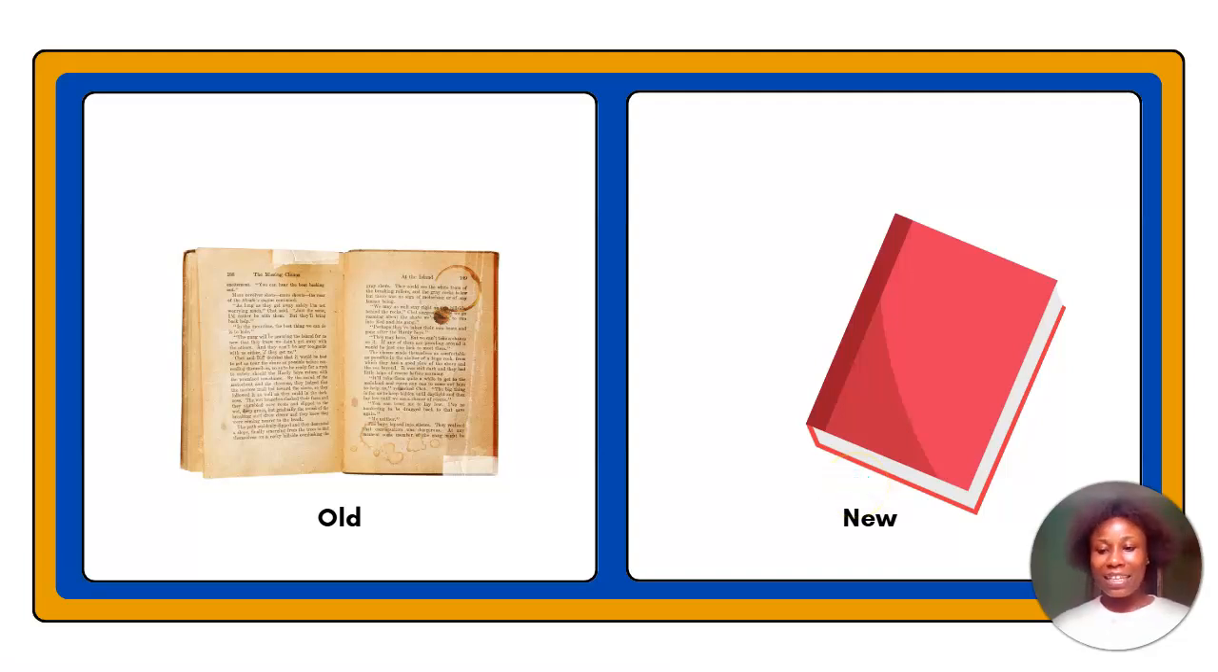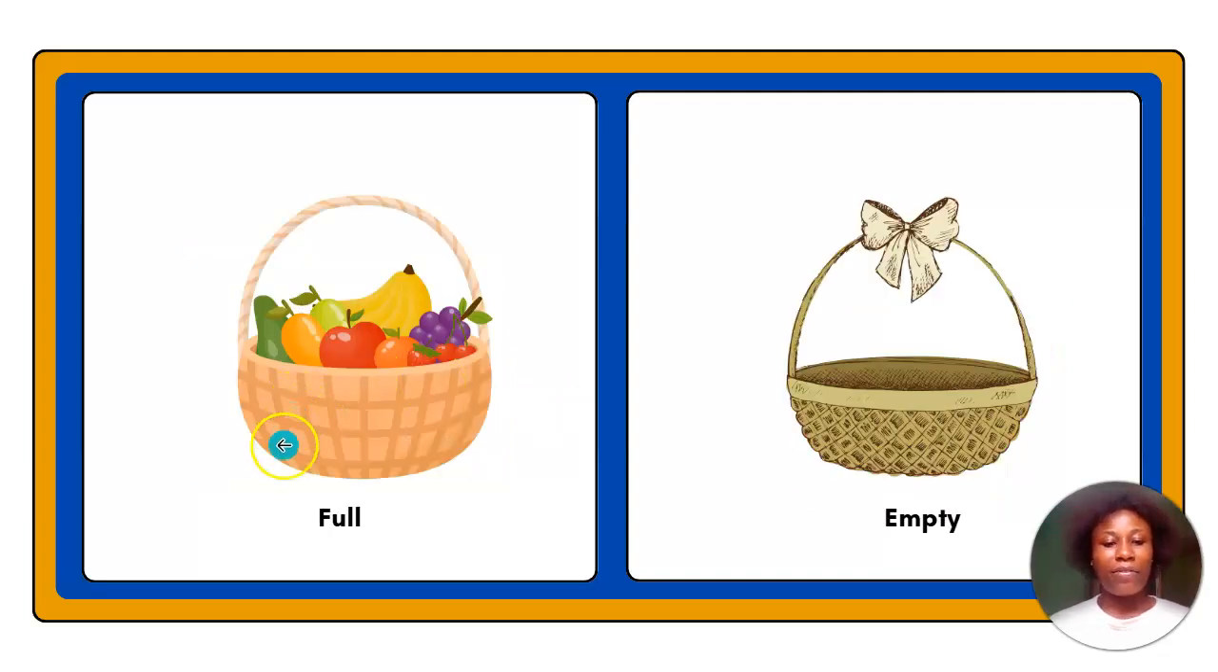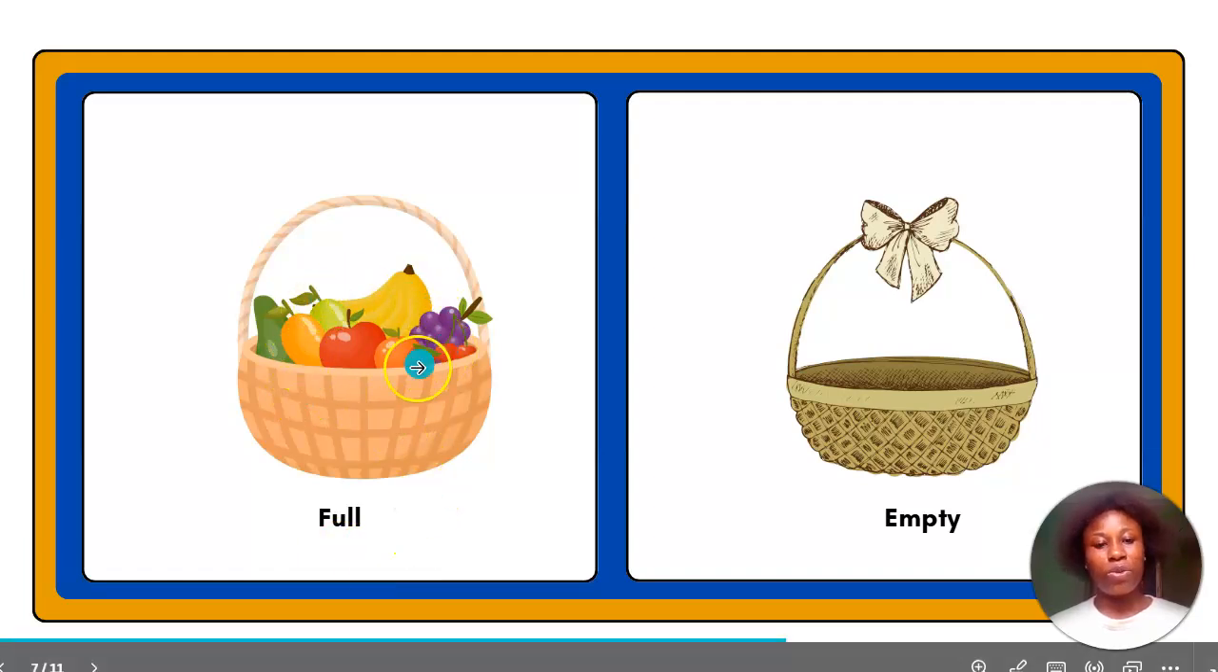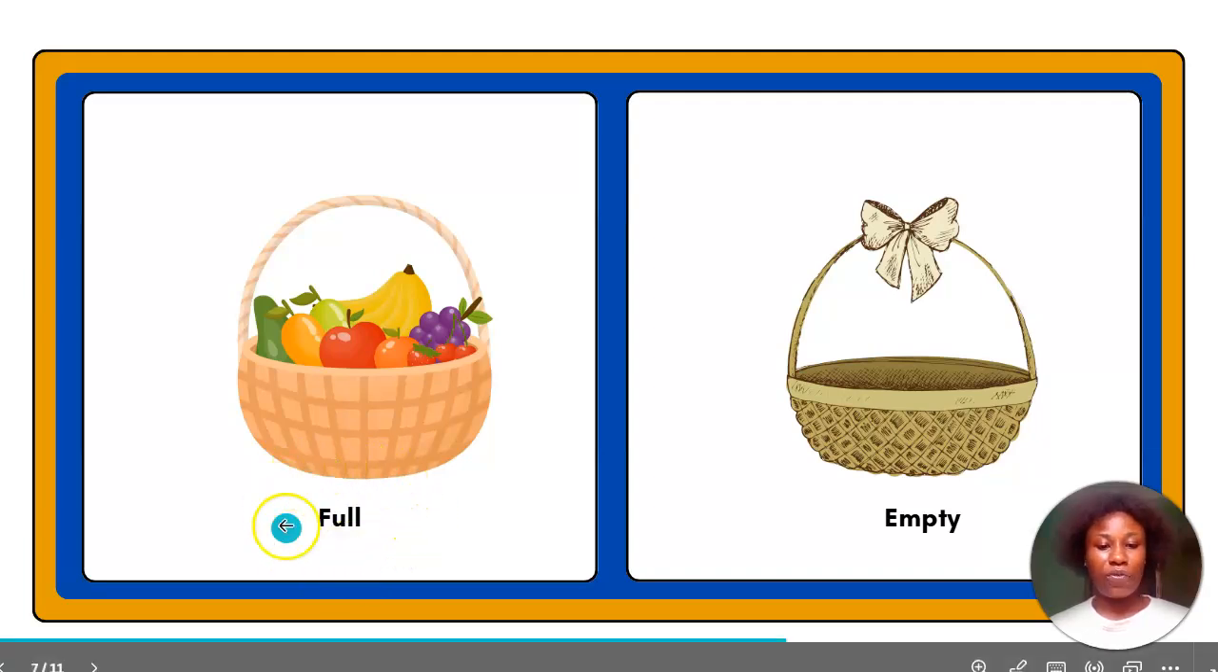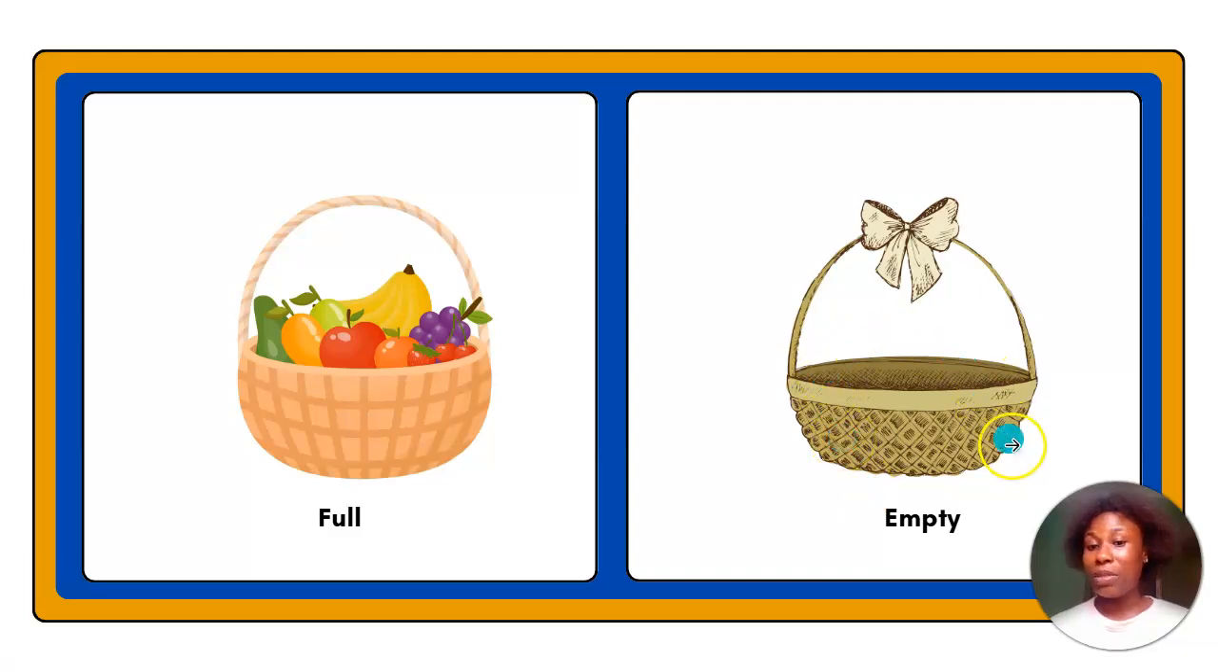So let's look at another example of antonym words. Here we have baskets filled with fruits, right? That means this basket is full. And on the other side, we have an empty basket. That means when something is not full, it's empty. Right? So the opposite of full is empty. Okay? Good.